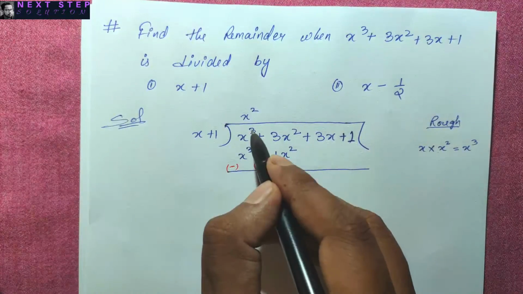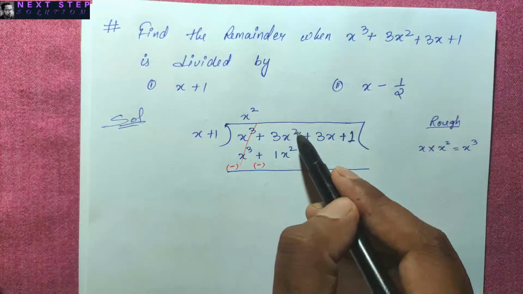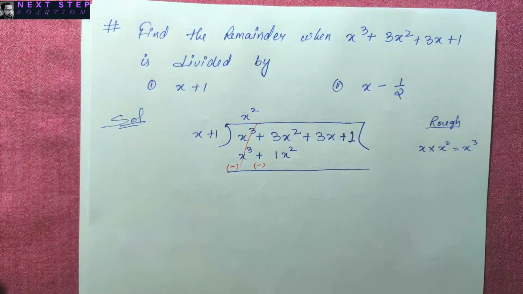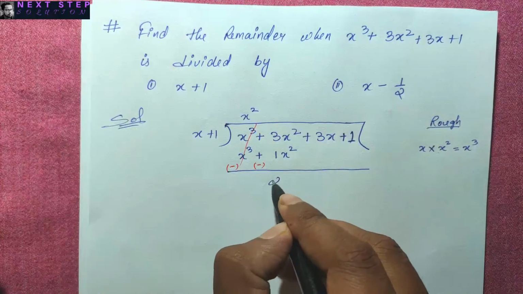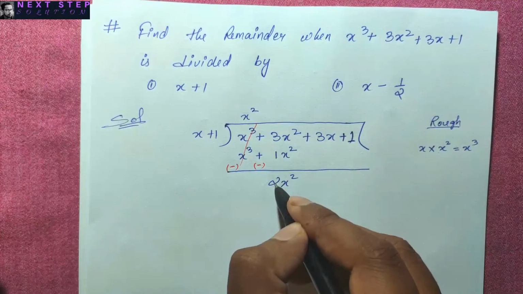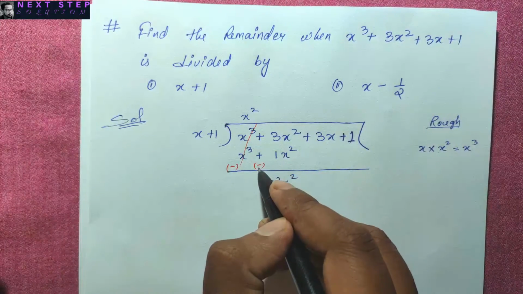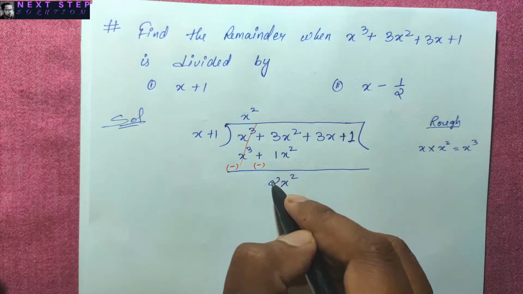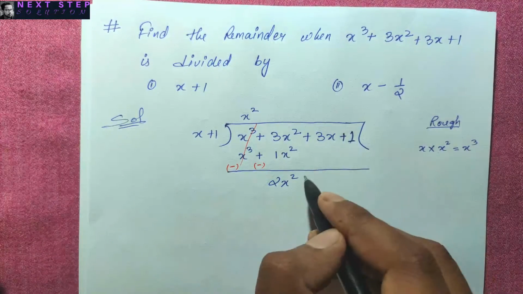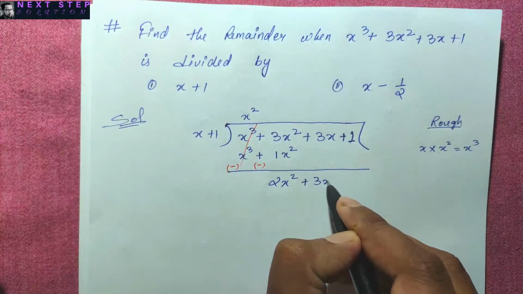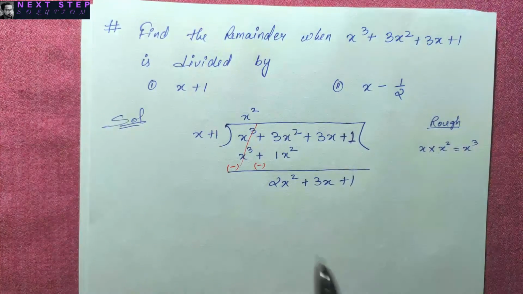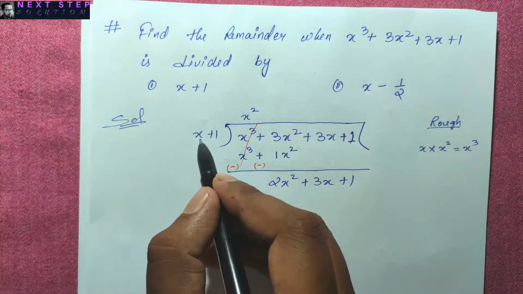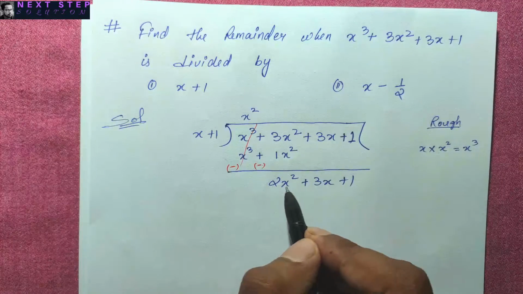Now x cube minus x cube becomes 0. 3x square minus 1x square will make it 2x square. 3 minus 1 is 2. X square remains as it is. The other numbers we just bring down as they are: 3x plus 1. Now x multiplied with some number should give you 2x square.